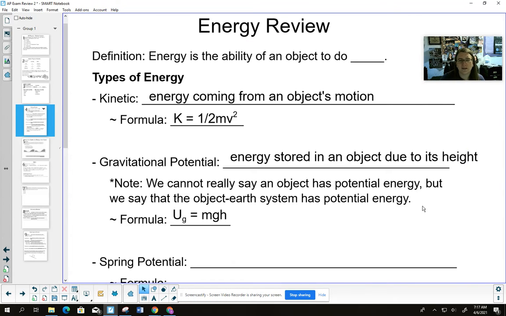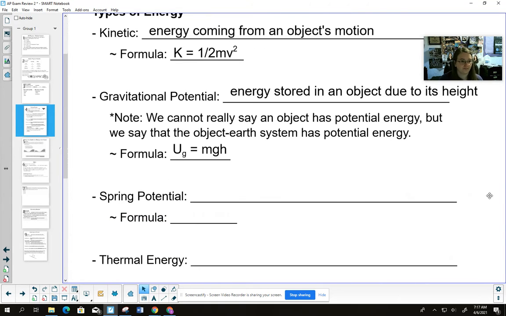The formula for this, don't forget that potential energy was U and not P. P is for power, I guess, so maybe that's why they used U. But this is potential gravitational: mass times g, which is 10, times height, mgh.